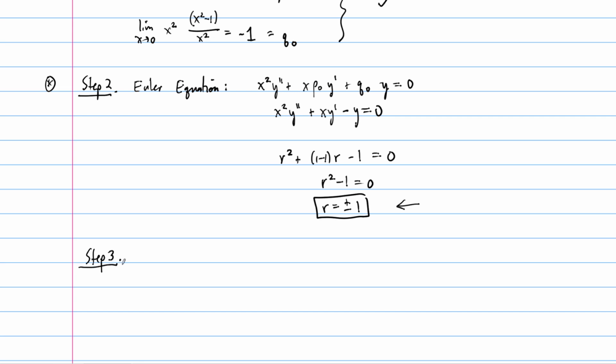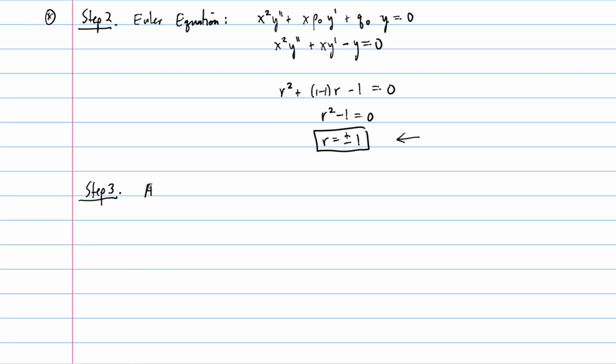Step 3 is we are going to assume the solution is of the form that we talked about before. So we're going to assume that the solution is of the form y equals the sum, n goes from 0 to infinity, a sub n times x to the power r plus n. And let's also assume at this point we don't know that r is one of these values. So at this point, we're going to say this could be for any r.